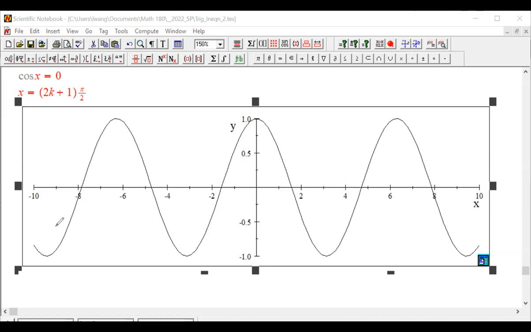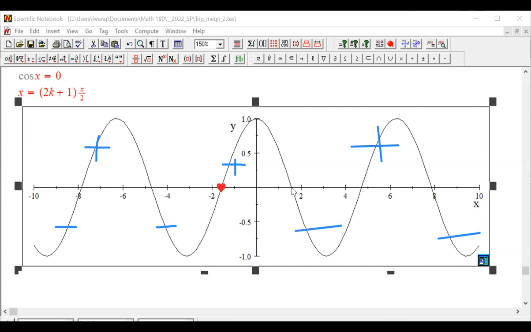Why? Because here it's negative. Now it's positive, right? It changes from negative to positive. So this is what we meant by sign changing, and where it changes sign at these dots, at these places.